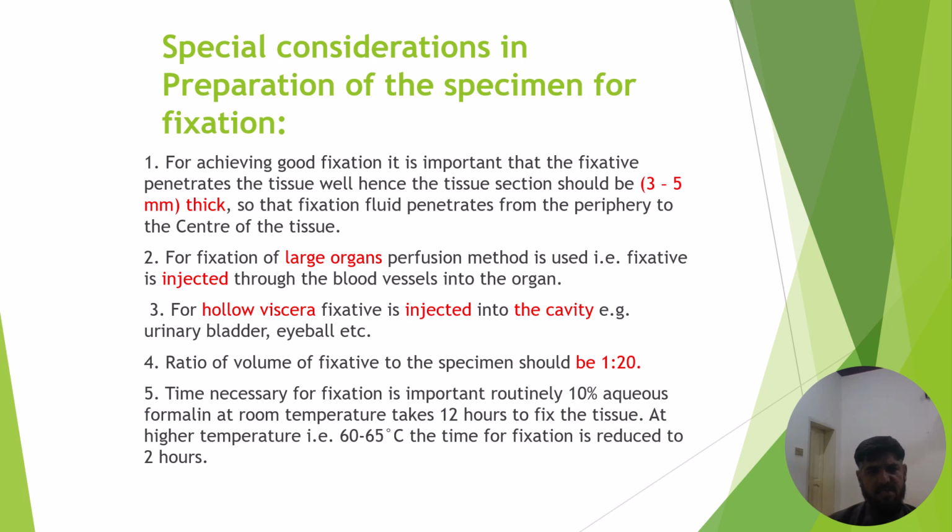There are some special considerations while preparing the specimen for fixation. For achieving good fixation, it is important that the fixative penetrates the tissue well. Hence, the tissue section should be 3 to 5 mm thick so that the fixative penetrates from the periphery to the center of the tissue. For fixation of large organs, the perfusion method is used. That is, fixative is injected through the blood vessels into the organs. For hollow viscera, fixative is injected into the cavity, for example, urinary bladder, eyeball, etc. The ratio of volume of fixative to the specimen should be 1:20.